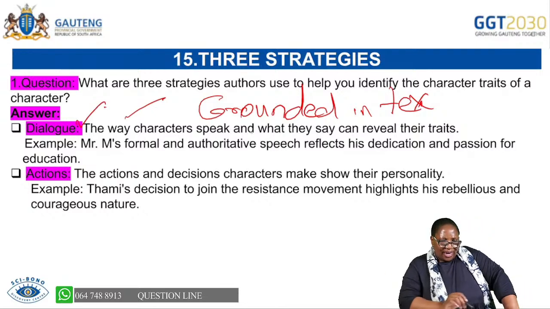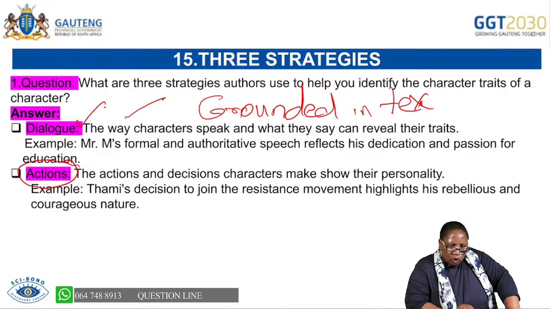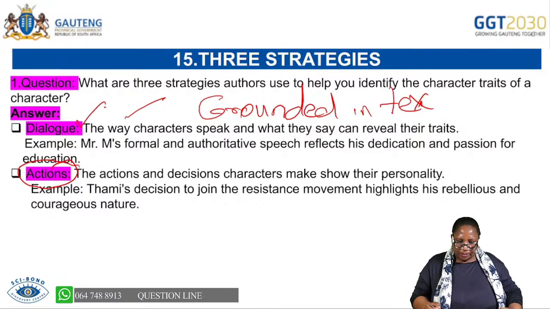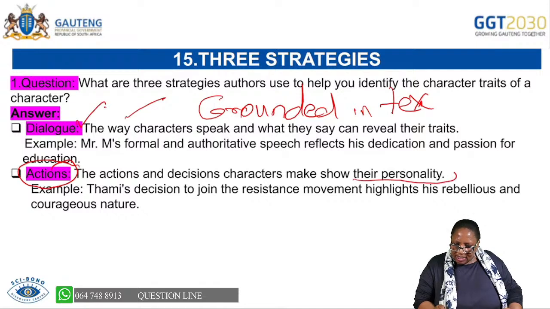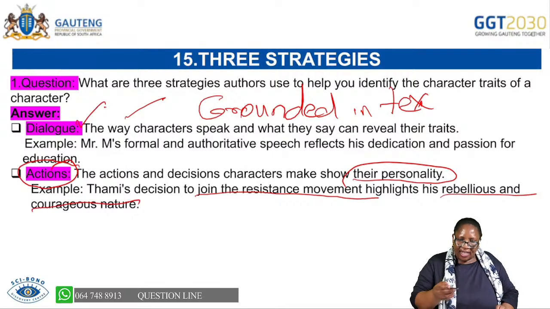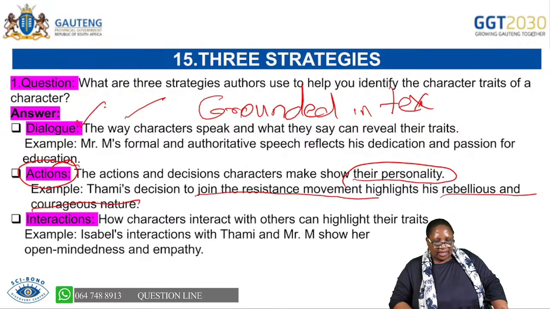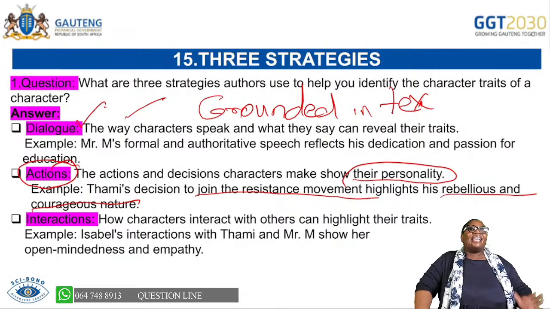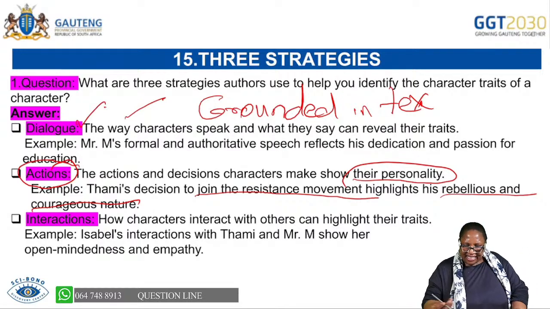We also know our characters due to what? Actions, what they do. And that shows their personality. Tammy's decision to join the resistance movement highlights what? His rebellious and courageous nature. He's a very courageous person. He's also very rebellious.